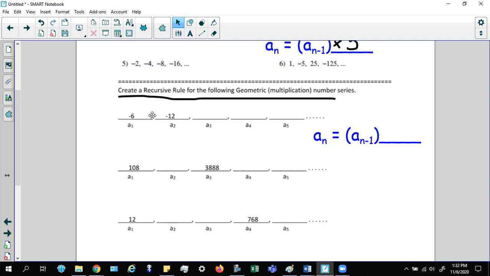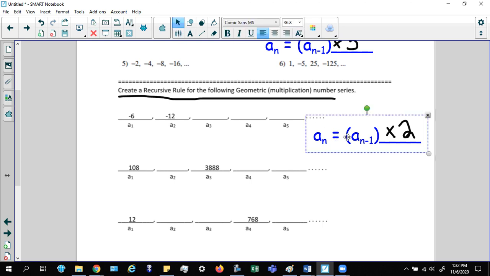Well, this is easy. The first one's easy. You're at -6, you're at -12. Hopefully, you know if you're at -6, then you're at -12. And if it's geometric, it means you're multiplying. So what did you do to -6 to get -12? I just times it by 2. So times it by 2.